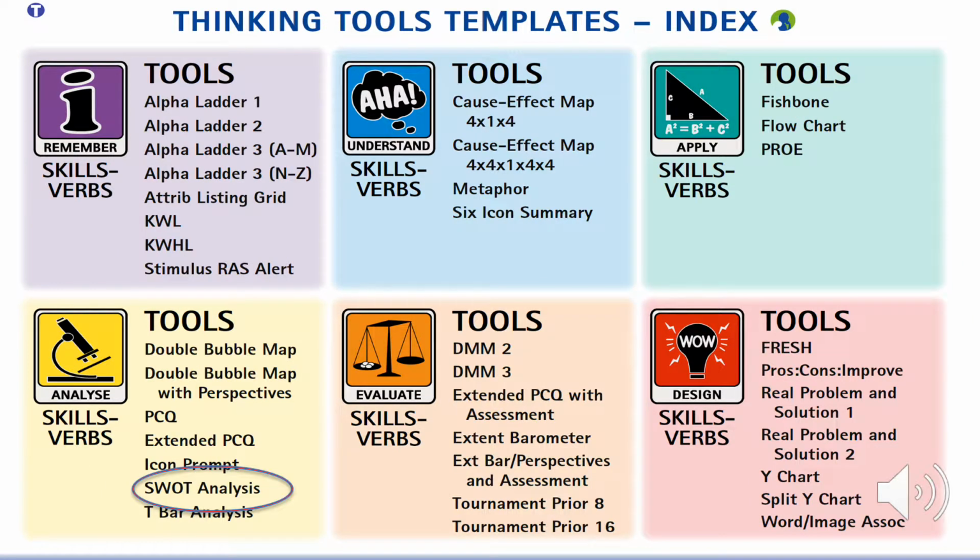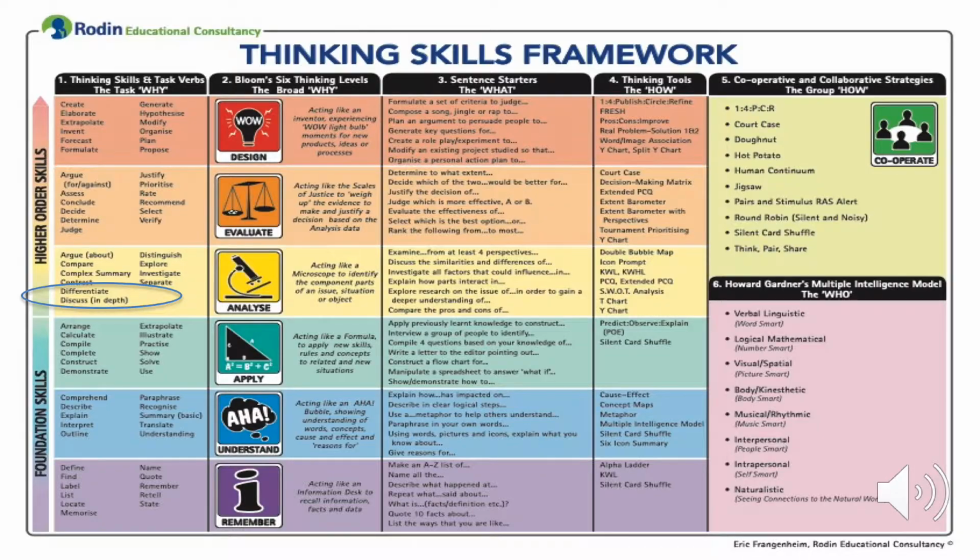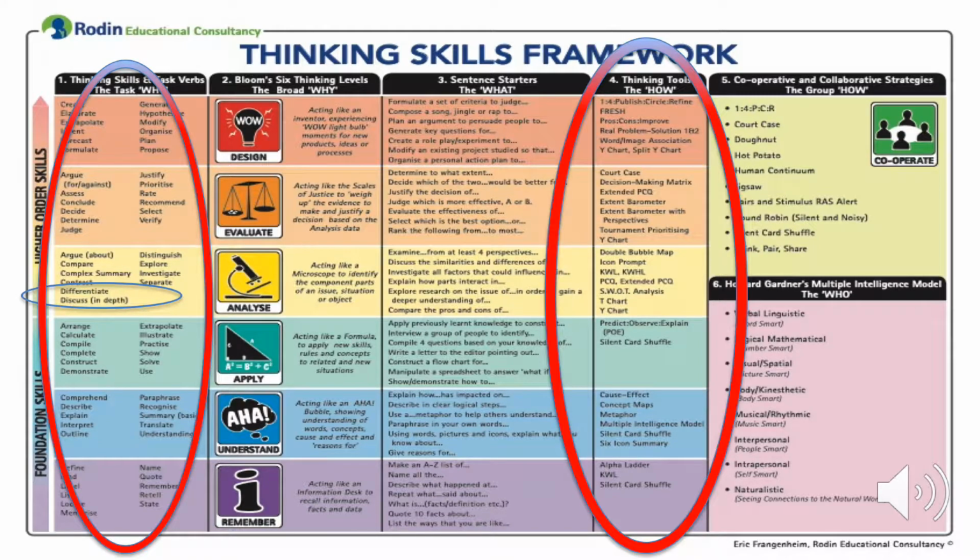Now, asking a good question is no guarantee you'll get a good answer. However, if you link a thinking tool, a template, a graphic organizer, to the verb. So, for example, if you're asking them to decide, it could be a decision-making matrix. Or in this case, if you ask them to discuss, you have what's called a SWOT analysis. And that's what this is about. And all of it comes from the Thinking Skills Framework in my book. The important part is that on the left, we have the verbs, such as discuss, and on the right, you might have a tool such as a SWOT analysis.